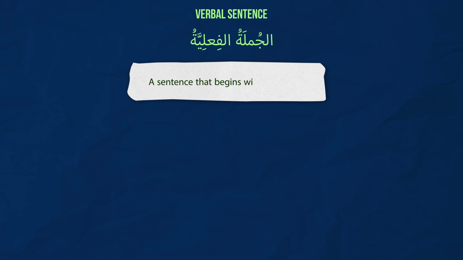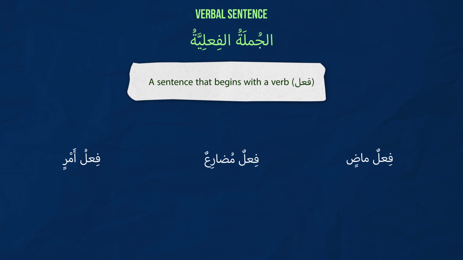Next, we have the verbal sentence, which is known as al-jumla al-fi'liya. These are simply sentences that begin with the verb. The Arabic verb is similar to the English verb, but it has three tenses: فعل ماض, past tense, فعل مضارع, present tense, and فعل أمر, the imperative.